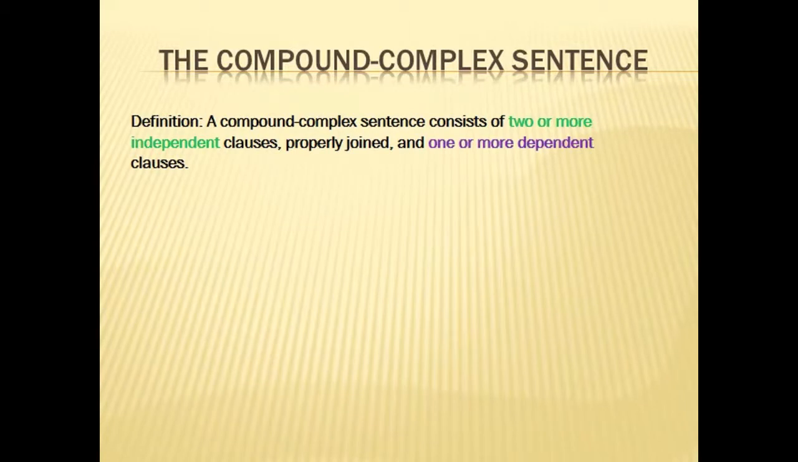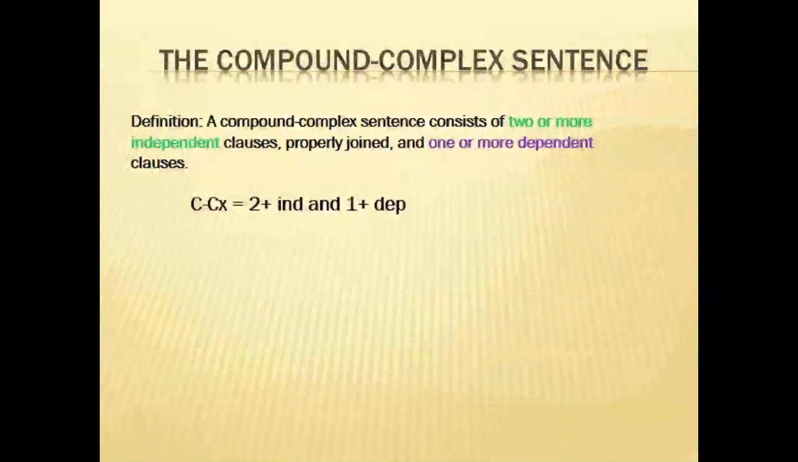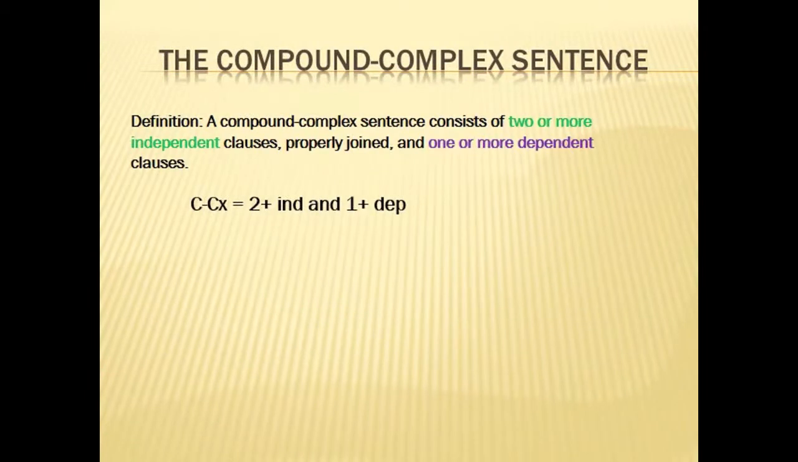Now, let's finally turn to the compound complex sentence. A compound complex sentence consists of two or more independent clauses, properly joined, and one or more dependent clauses. If we remember back to part 1, a compound sentence is two or more independent clauses. Here, that compound section is joined with a dependent clause, making it compound complex. That could be written in the formula CCX, or compound complex, is two or more independent clauses and one or more dependent clauses.